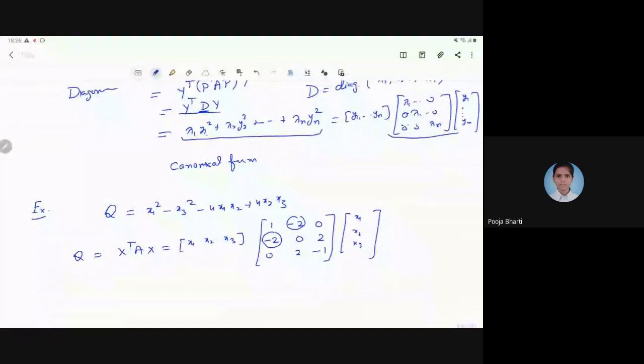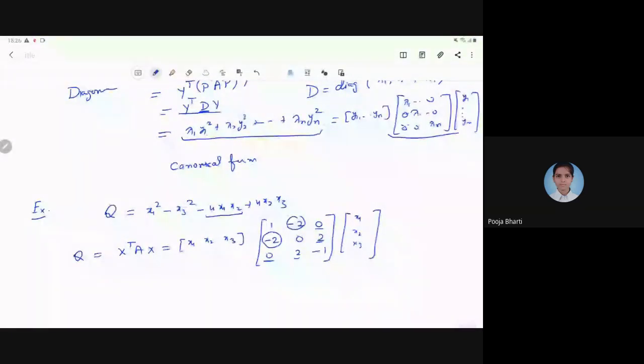You see this corresponds to x1, x2 cross term. So that you can get minus 4 times x1 x2. Same way you can understand here. There is no cross term for x2 x3, x1 x3 is not there. That's why you are getting 0, 0 here.